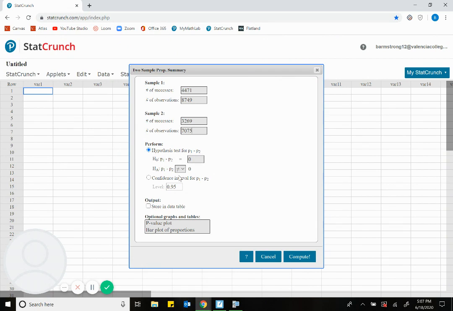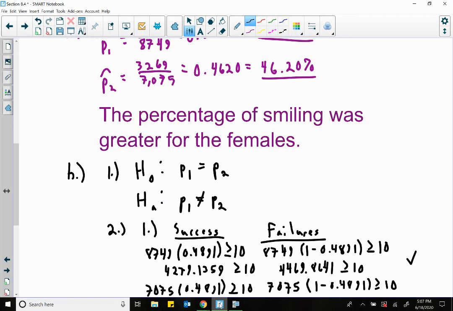So this should not change. All you're going to do down here is put in the symbol that you chose. This should always be 0, and this should always be the symbol, whether it's greater than or less than. Even though the P2 is over on the other side, the sign will not flip. If I had less than here, back in there I would choose less than. If I had greater than here, I would choose greater than.